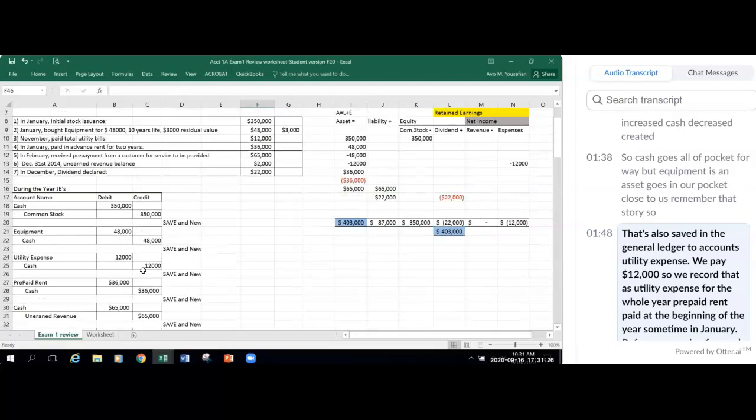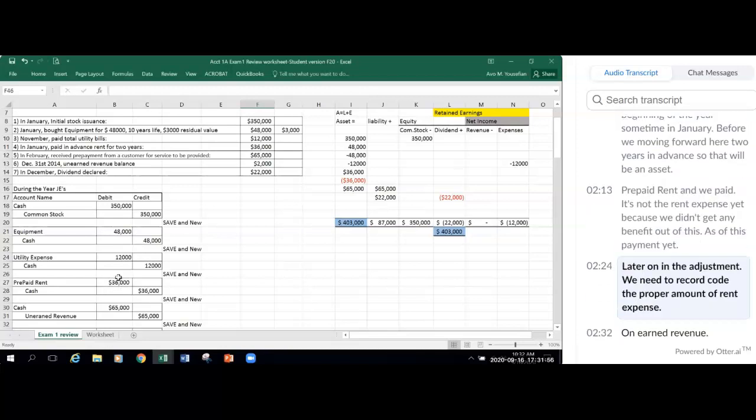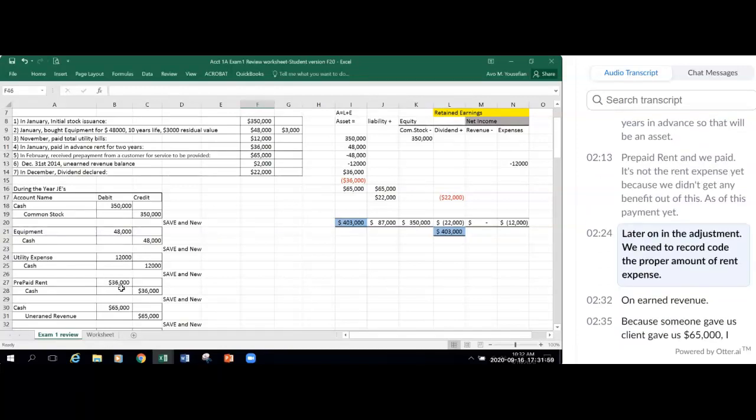Utility expense, we paid $12,000. So we record that as utility expense for the whole year. Prepaid rent paid at the beginning of the year, sometime in January before we move in, 2 years in advance. So that will be an asset, prepaid rent, and we paid. It's not a rent expense yet because we didn't get any benefit out of this asset, out of this payment yet. Later on in the adjustment, we need to record the proper amount of rent expense.